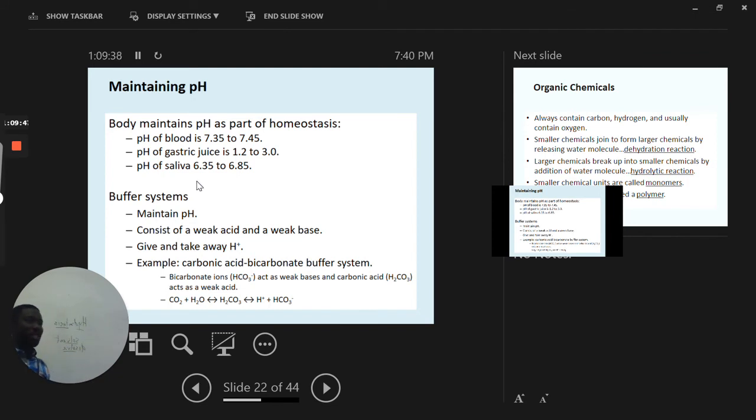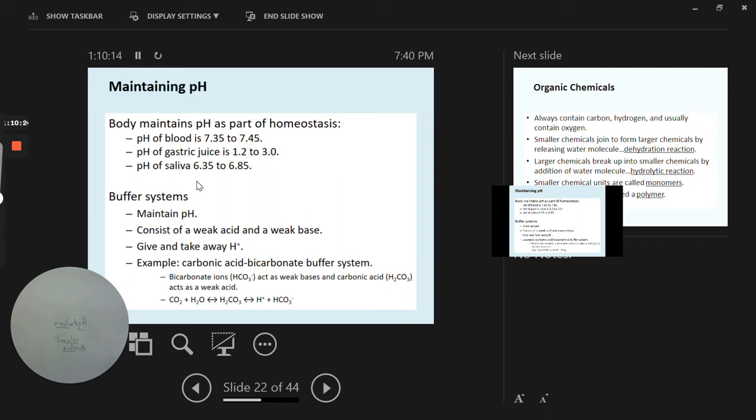Now, what is a buffer? A buffer is anything that helps to resist changes in pH. So if you eat something that is acidic, our body has its buffer system that helps to normalize your pH straight. All right? So a buffer is anything that helps to resist change in pH. So that's another kind of homeostasis, right?